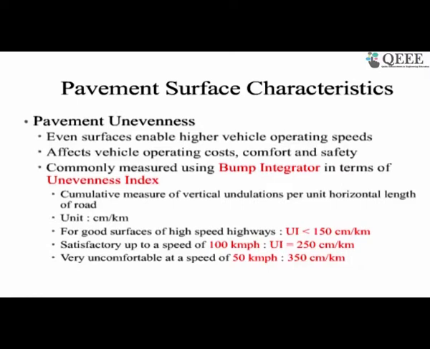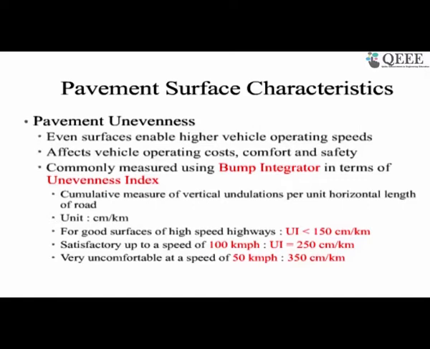So the way we measure it is by a bump integrator. It is a type of equipment which is attached to a vehicle, and once the vehicle travels at a certain speed, the amount of bump it encounters is noted, and all the bump values are integrated to come up with a combined index. The combined index is generally represented in the unit of centimeter per kilometer. In IRC, sometimes they indicate it as millimeter per kilometer. So it's just a factor of that.